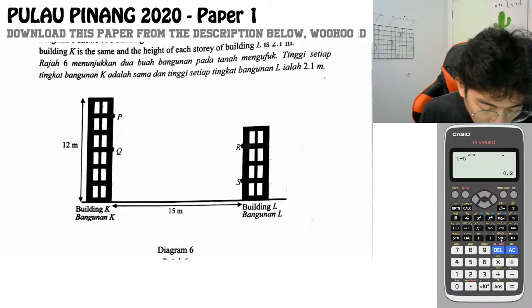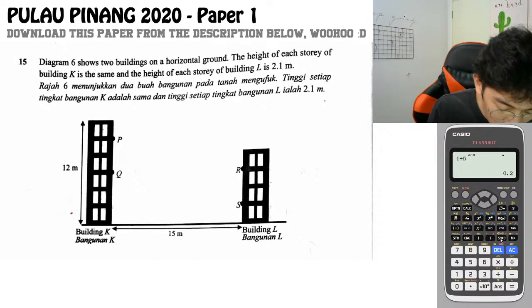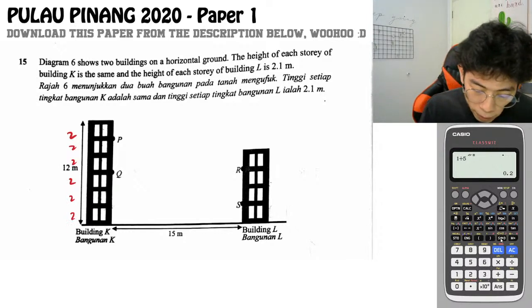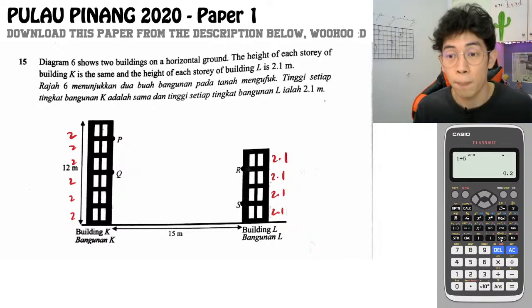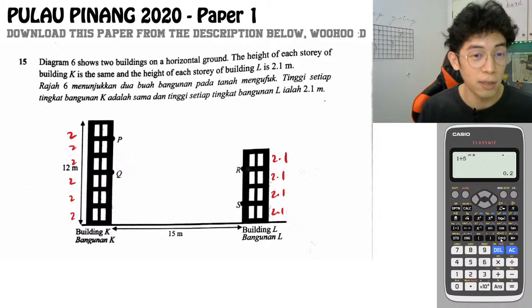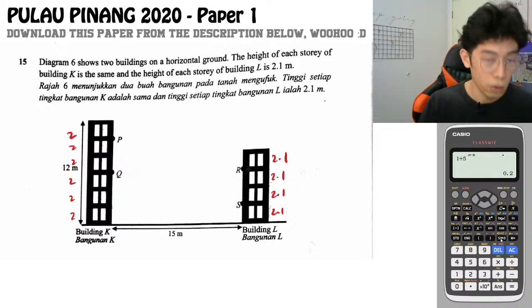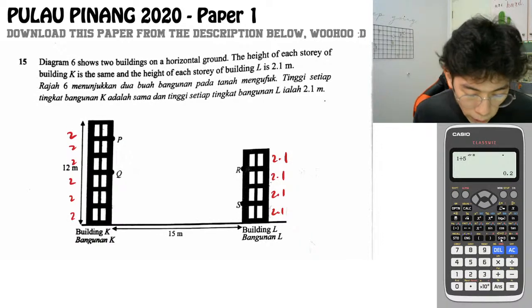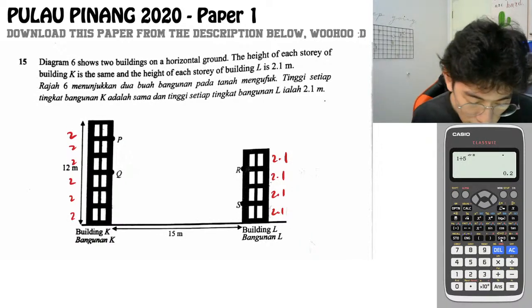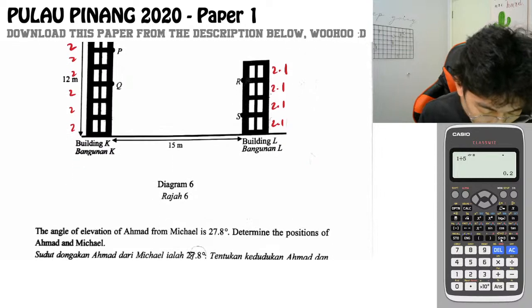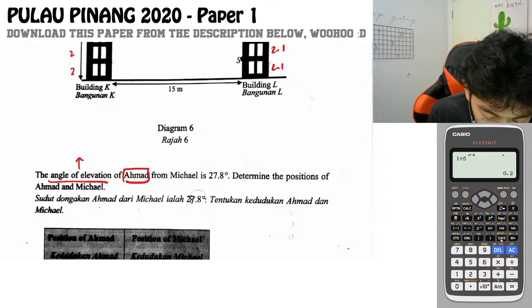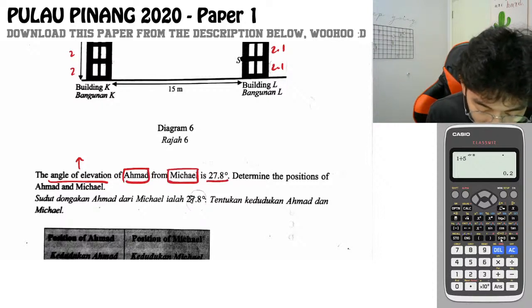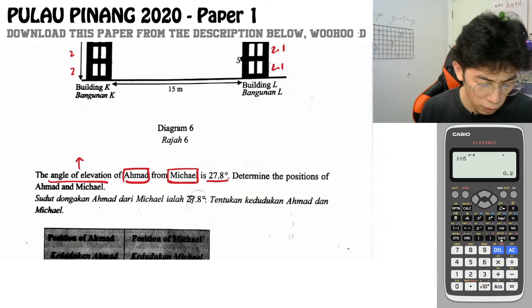Now, guys, over here there's 6 stories, so everything is 2 meters, 2 meters, 2 meters. Okay, I'll just put it for fun over there. And over here 2.1, 2.1, 2.1 and 2.1. So everything is just nice. Everyone, I go quite fast, right? If I say too fast, stop, play again. Now, the other one says the angle of elevation, which means go up, of Ahmad from Michael is 27.8. So determine the position of Ahmad and Michael.